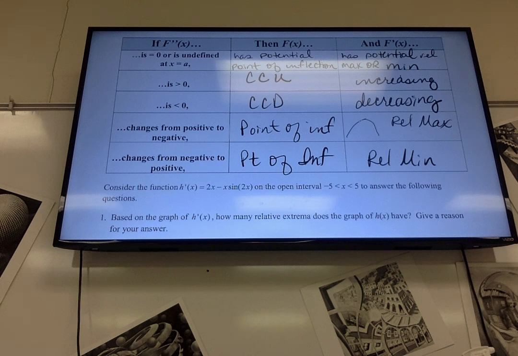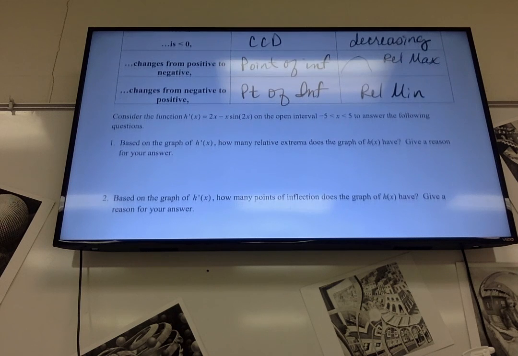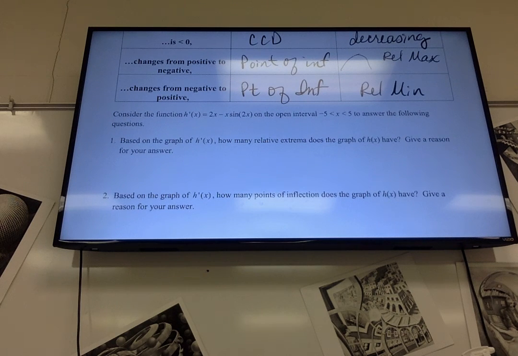Okay, so we have h prime of x given to us, and it tells us what interval. We're going to answer the following questions based on that. We want to find how many relative extrema the graph of h of x has. Give a reason for your answer. You want us to graph this? Oh yeah, and it says then graph it on your calculator.